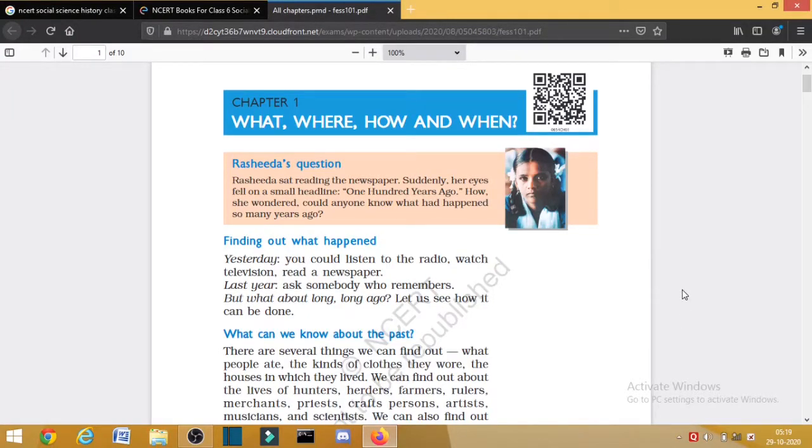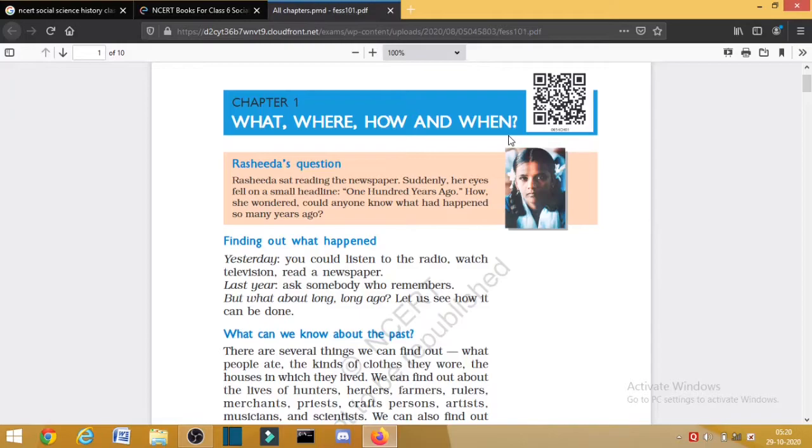Hello students, today we are going to study the first chapter of class 6 history. The name of the topic is what, where, how and when. It is basically the introduction of history. Here first of all we will study what can we know about the past, where did people live earlier, the name of our country India and Bharat, from where does it got its name.